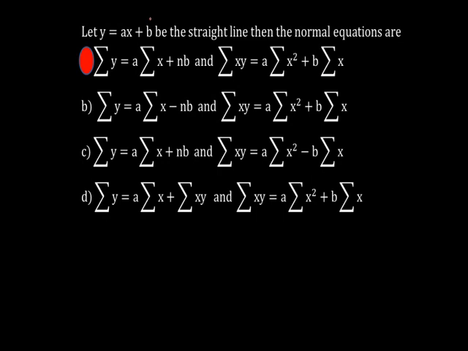Now let's take the next constant. The next constant is b, whose coefficient is 1. So we will multiply this equation by 1 and we will take the sum. So what we have is summation of y is equal to a summation of x plus b times summation of 1, and we know that the summation of 1 is nothing but n. So it will have this form.